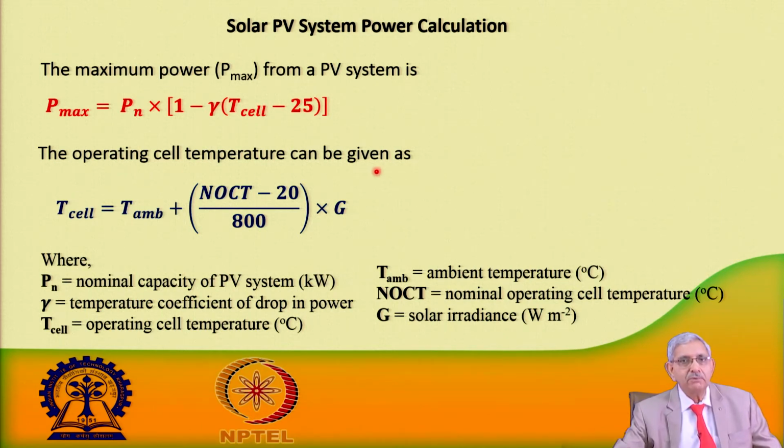The operating cell temperature can be estimated by using this expression. For a given T ambient, and NOCT, that is the nominal operating cell temperature, which is also provided by the manufacturer, we will work out this value, and this is for a particular time of the day. And G is the solar irradiance, also for a particular time of the day. So, one can work out what P max is available in a particular period.